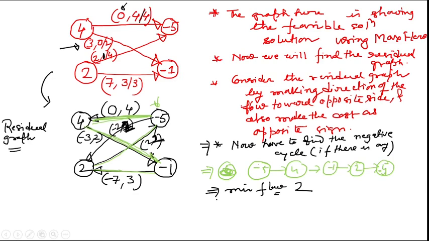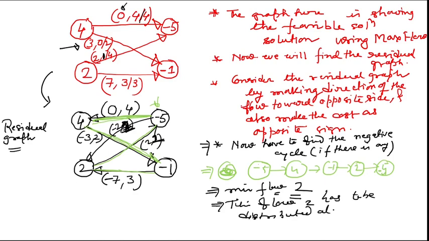So according to the algorithm, I'll come to your doubt. So 1 and 2, this is 1 and 2. So what is the minimum flow here? 2. Now this flow 2 has to be distributed alongside the negative cycle. Okay. So again, you have to draw this figure, redrawing, updating.